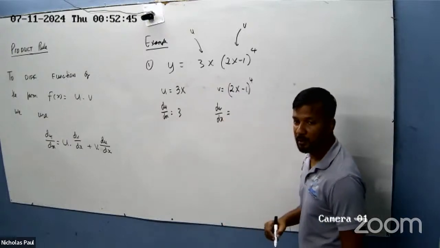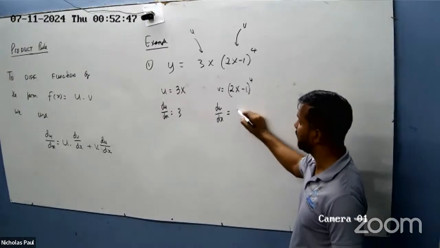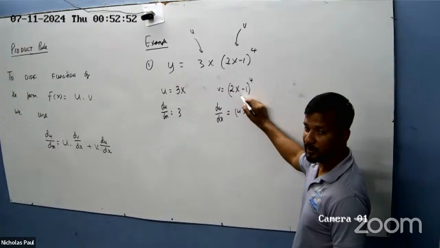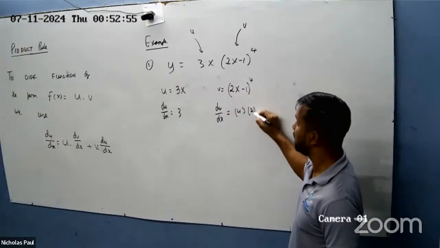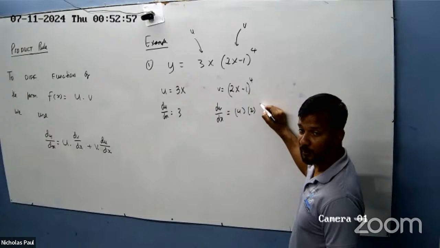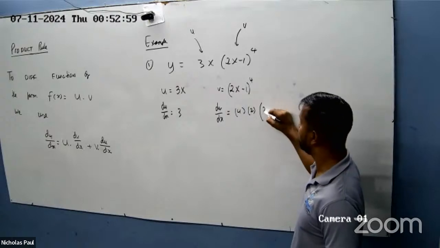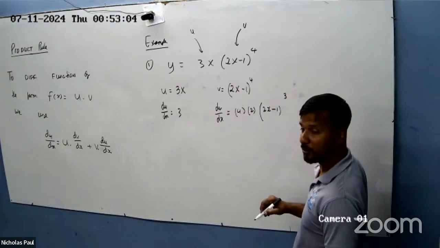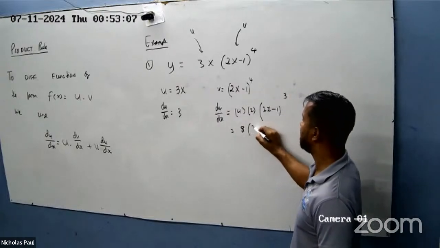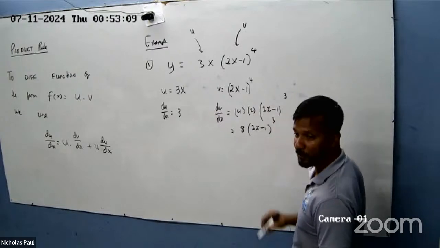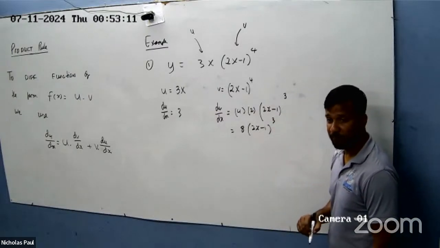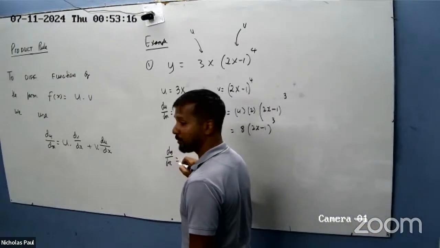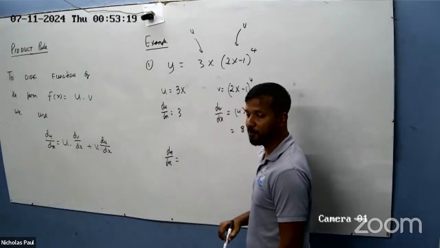You shortcut. Bring down the power, differentiate inside the brackets, which is 2. Then write back the brackets and take away 1 from the power. So you'll be left with 8 by 2x minus 1 cubed. That's okay? Now we're going to use the formula. What's the formula again? For the product rule.